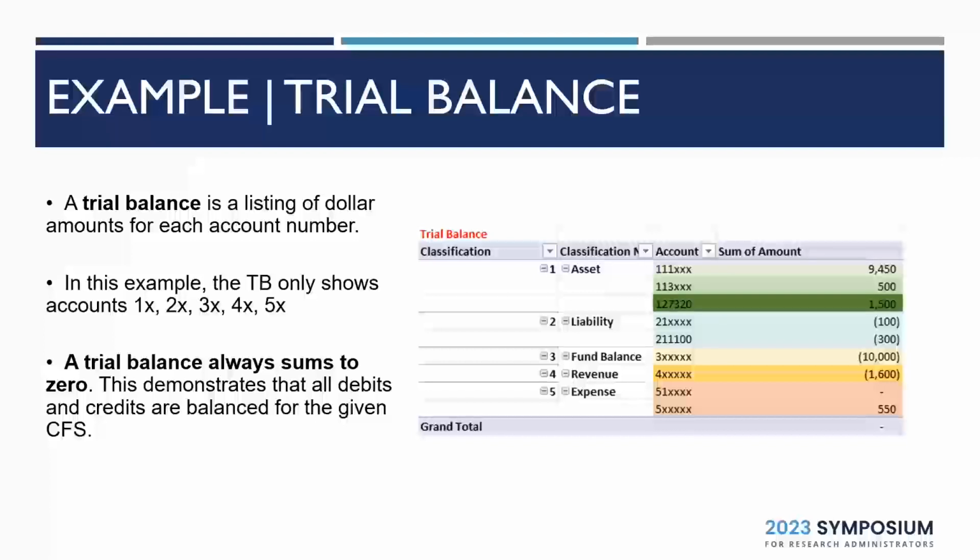This is a simple example of a trial balance, summarizing the activity by account category. An important detail to note is that the trial balance should always equal 0, which demonstrates that all debits and credits are in balance. Next slide, please.